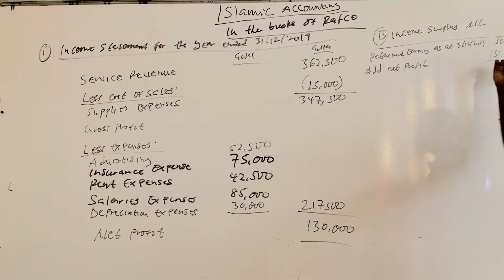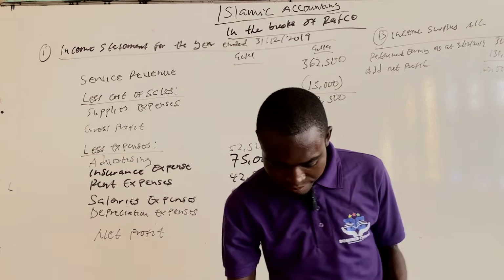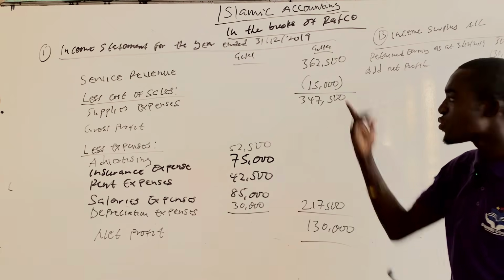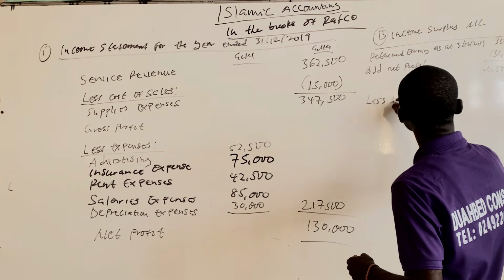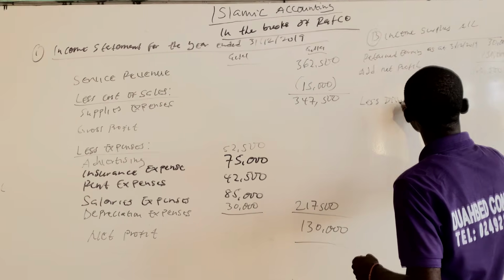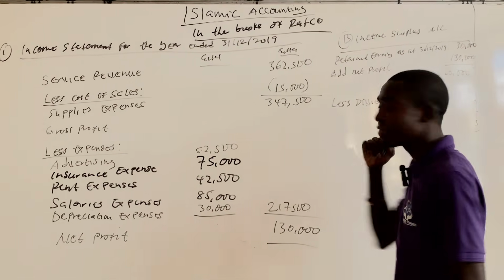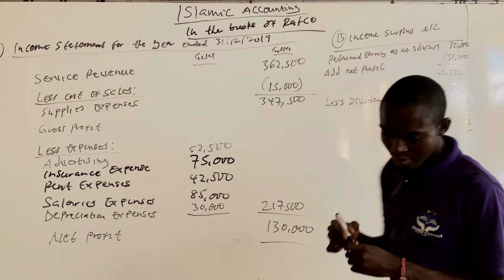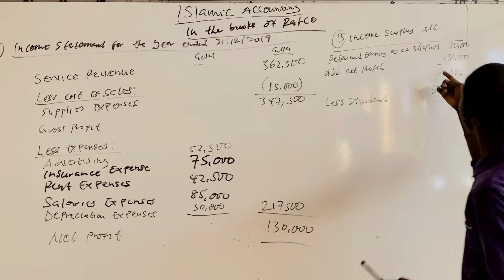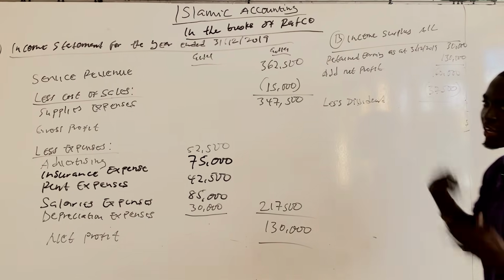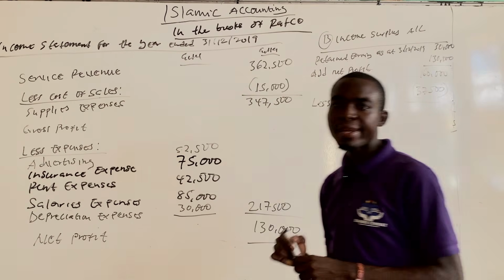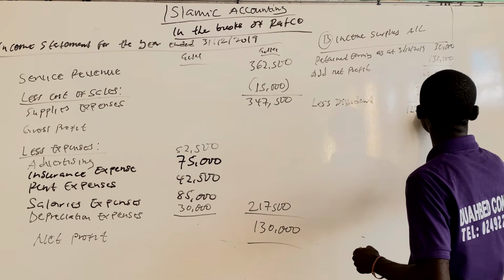So 130,000 plus 30,000 will give you 150,000. From the question, the organization paid dividends of 37,500, so you less the dividend. So the difference between 160,000 and 37,500 will give us the closing balance for retained earnings, and that will give us 122,500.